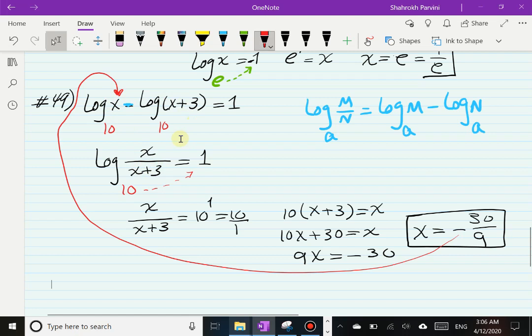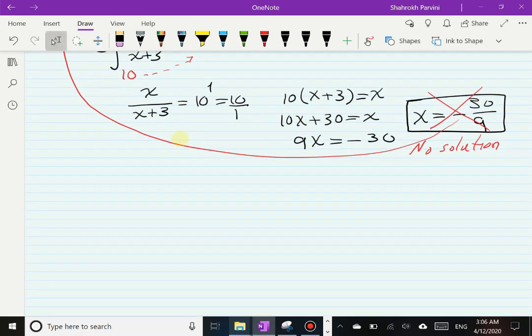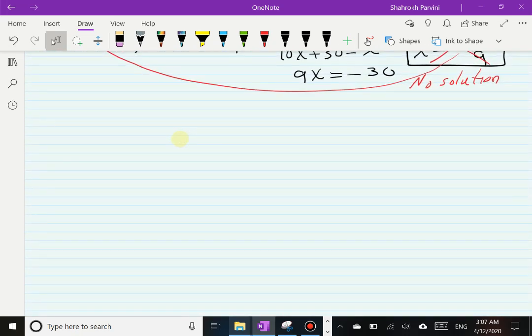So, because the answer is not going to work, we're going to say there is no solution in this one. No solution. In other words, the only potential solution is the one that did not work. And again, I want to emphasize we need to check the solutions to all logarithmic equations. Now, this was exercise number 49. Let's take a look at exercise number 52.